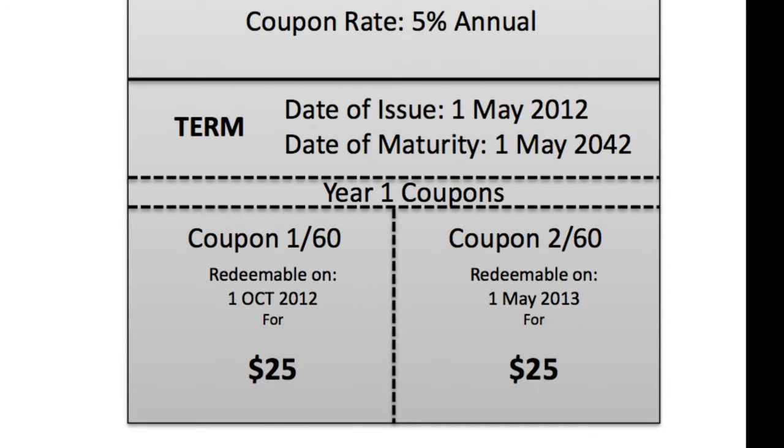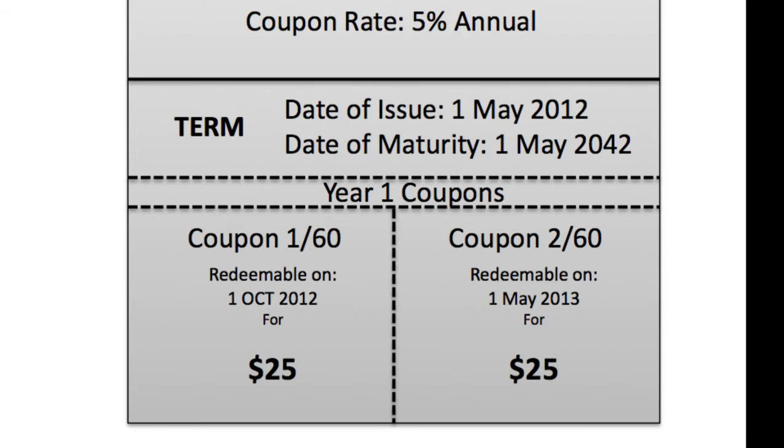he would have cut out his first coupon and mailed it to the Real Estate Empire company, and he would have received a $25 check back, just as long as he mailed it in after 1 October 2012, which is 6 months after the initial date of issue. Each time you see the date, so the next one is 1 May 2013, Jesse would mail that in and he'd get another $25 check from the real estate company. And he would continue to do this for 60 coupons because they're being paid 2 times a year.